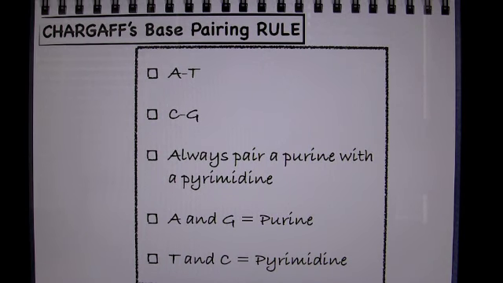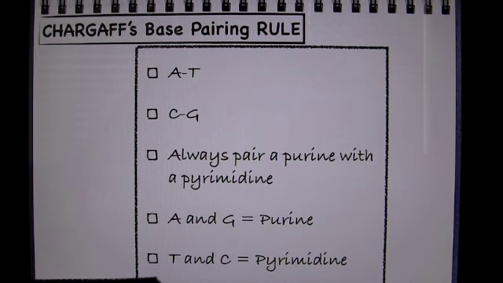Now Chargaff came up with the base pairing rule as far as which would pair with which. He determined that A pairs with T and C always pairs with G. And that rule is because a purine always will combine with a pyrimidine. A's and G's are the purines, and T's and C's are pyrimidines.